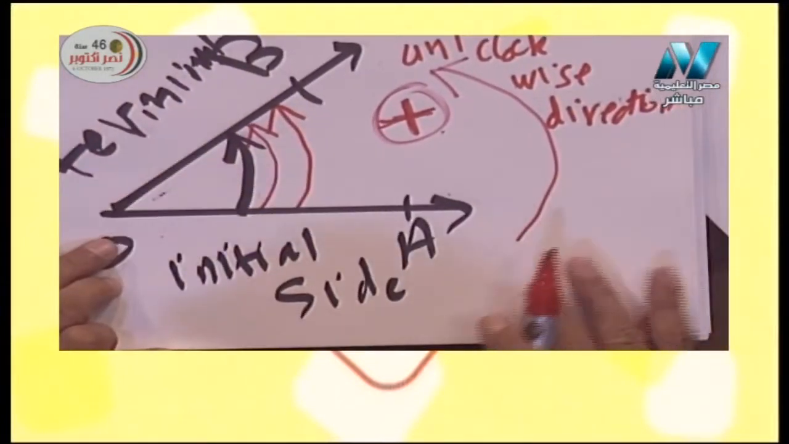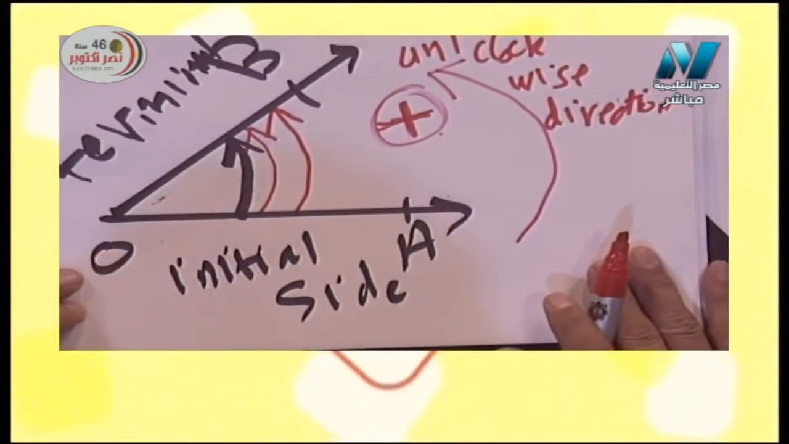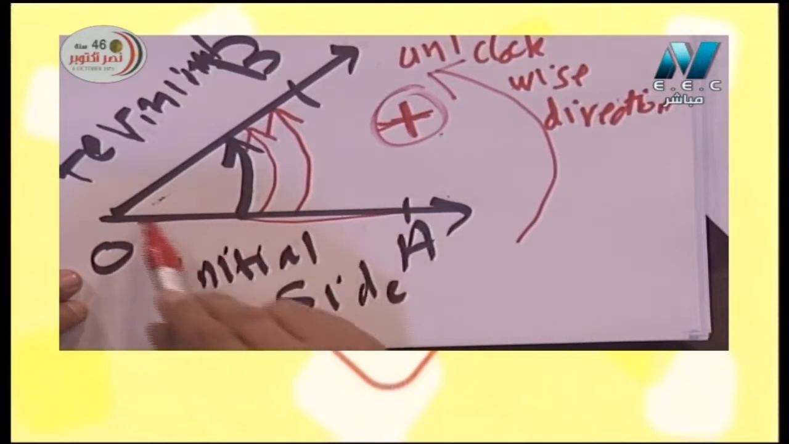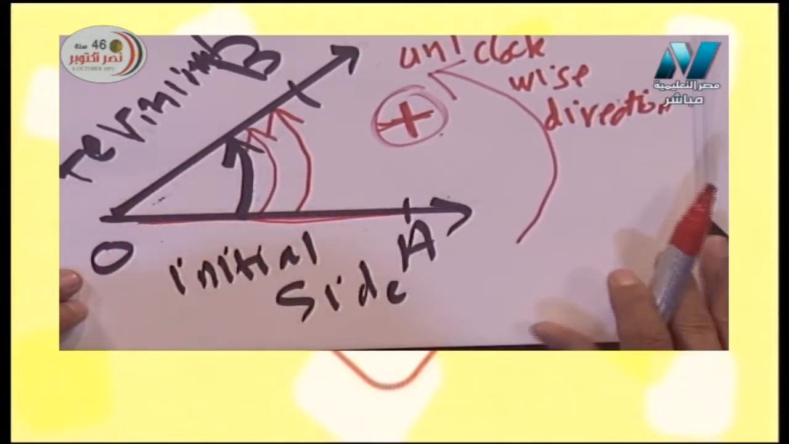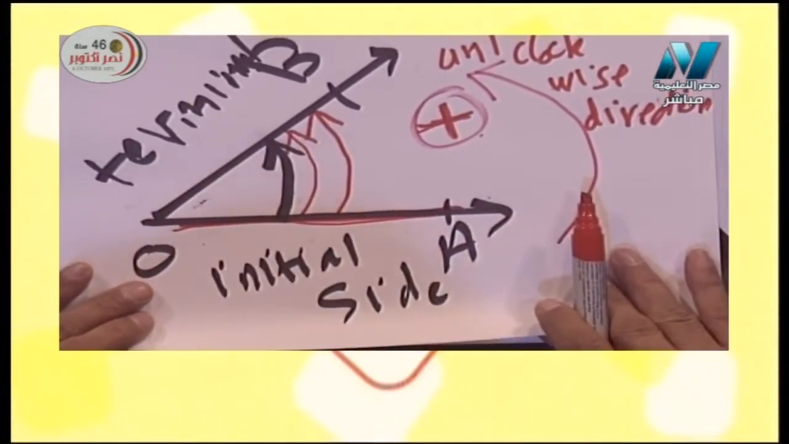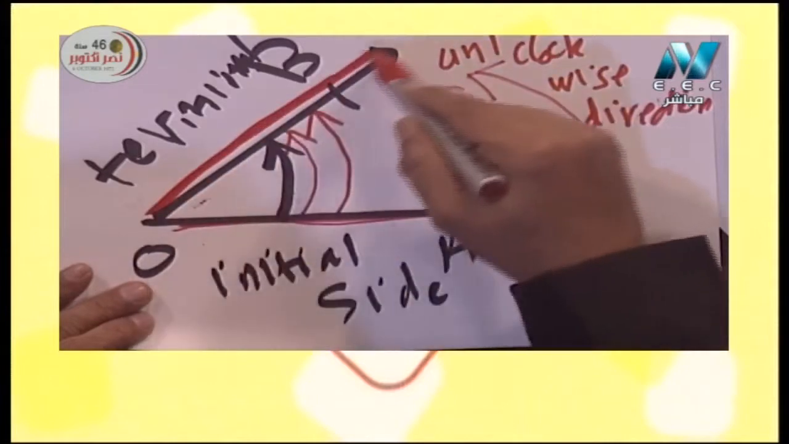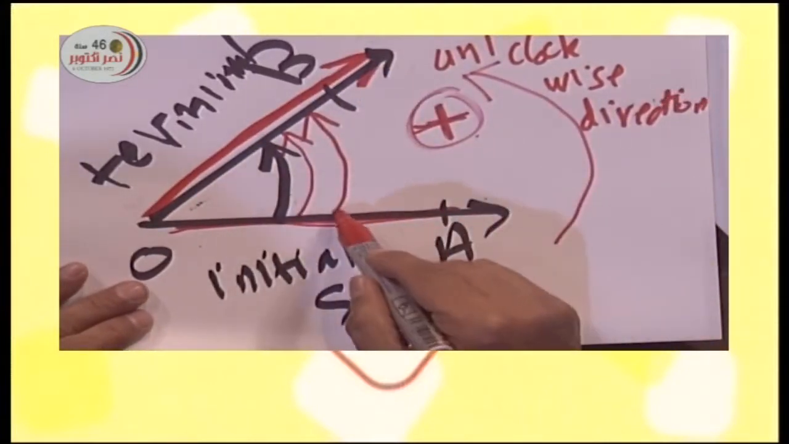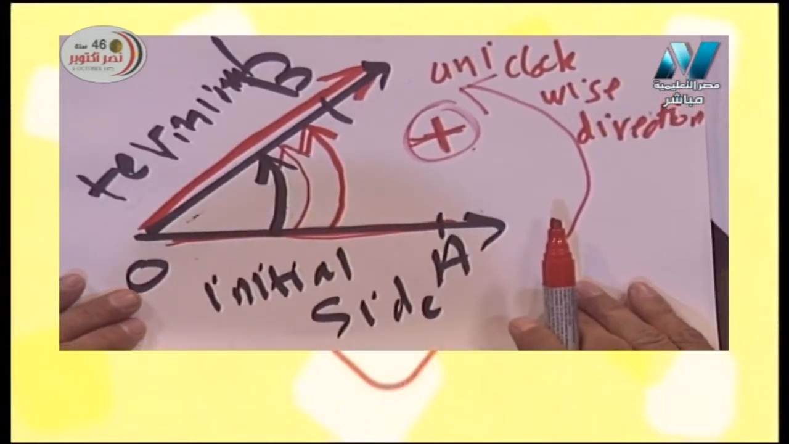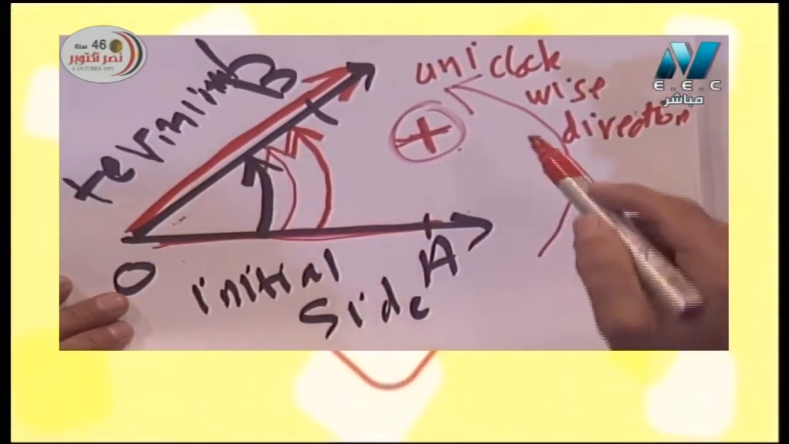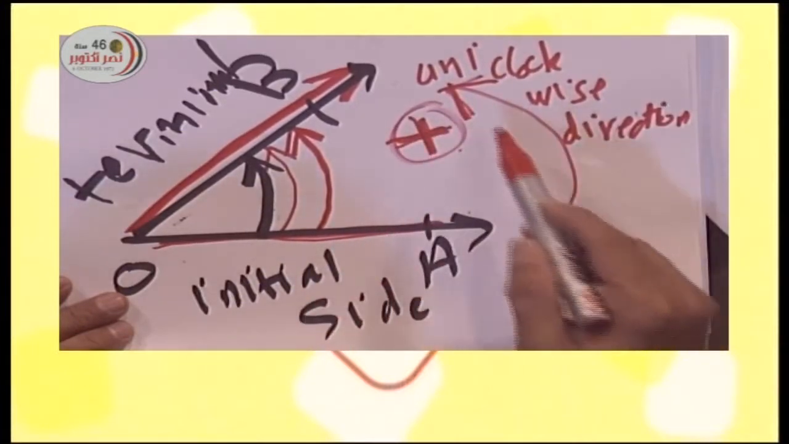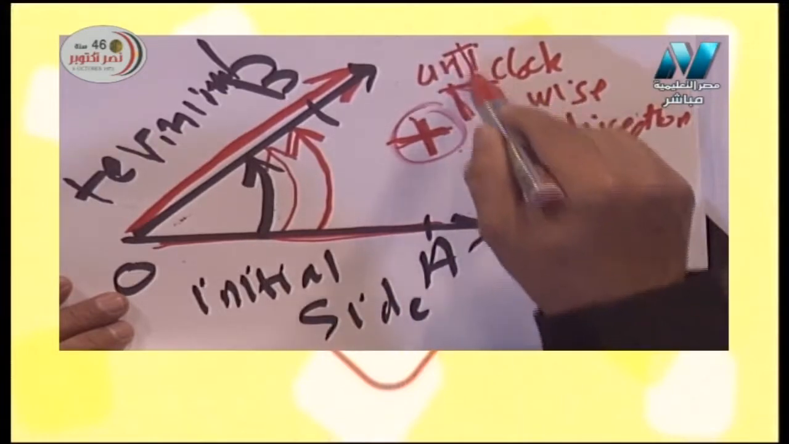Here we have the directed angle. First of all, we have the initial side like that, we have the terminal side, and we have the direction started from the initial side to the terminal side. This direction will be positive because it is anti-clockwise direction.